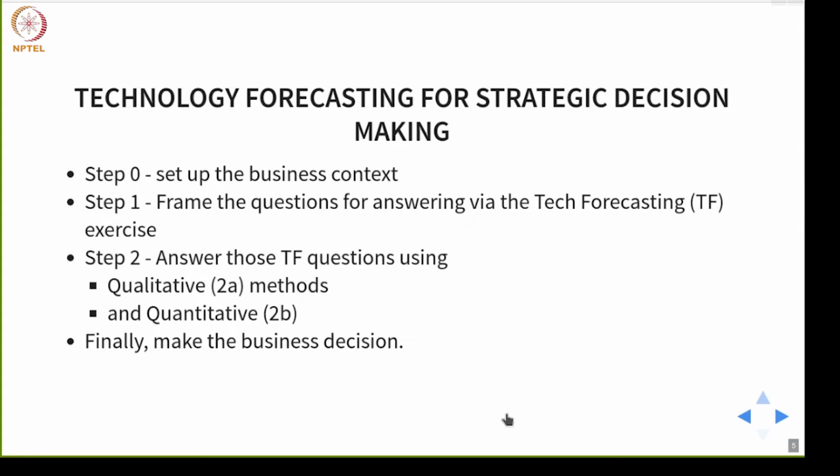So you start with the business context, make the questions, use the qualitative methods and the quantitative methods, combine it, and now make your business decision. So this is sort of the broad structure in which we are going to operate.